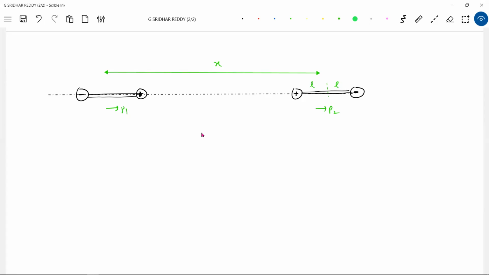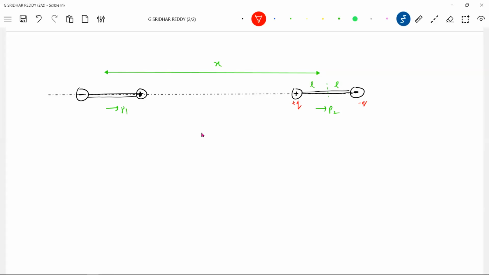Try that one. Find out the field strength due to this dipole at the position of this positive point charge and also this negative point charge. Let the charge be plus Q, minus Q. Then calculate. Let me go for another method.